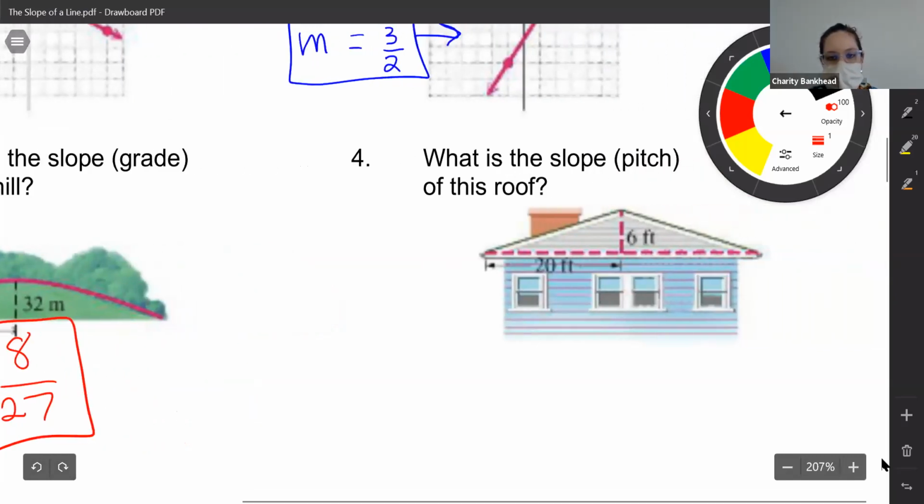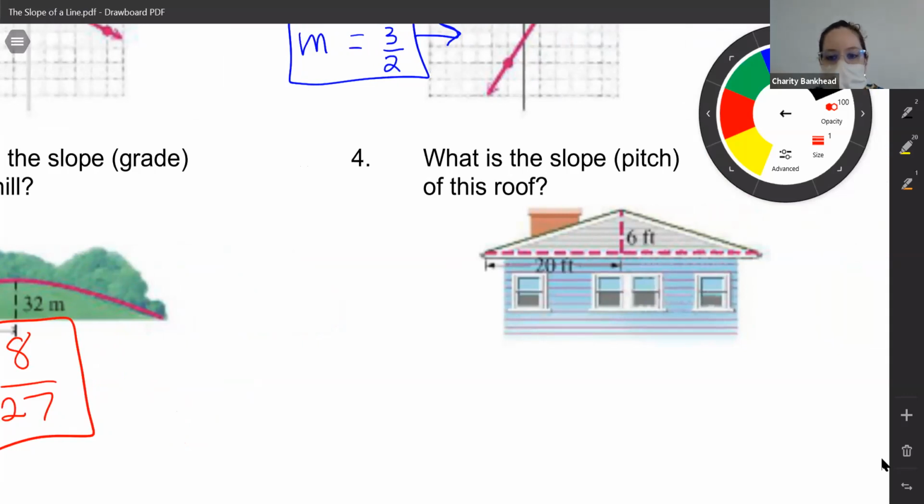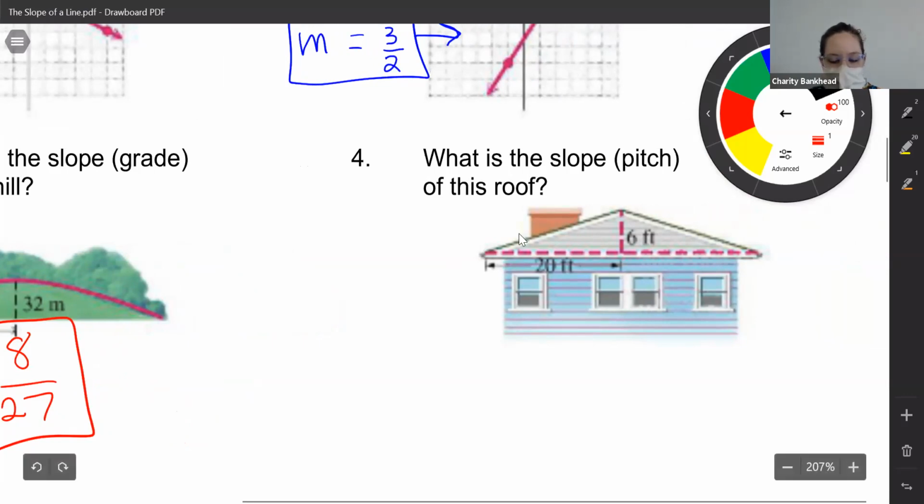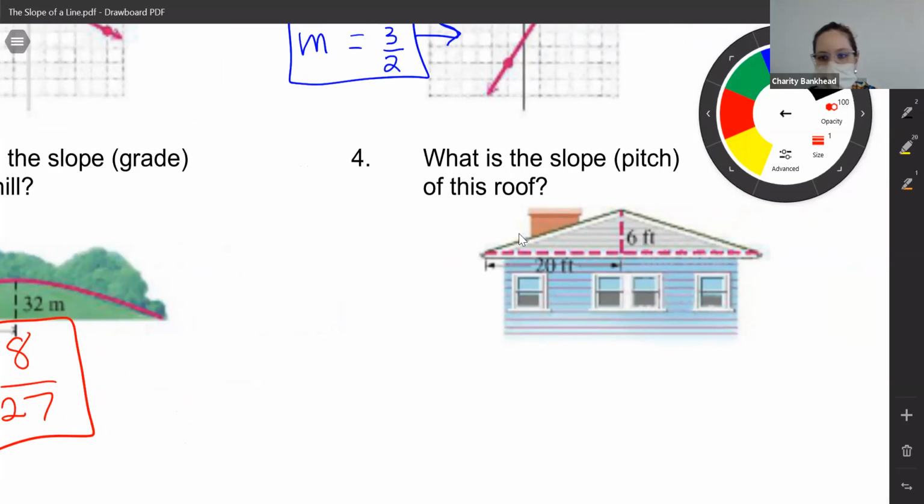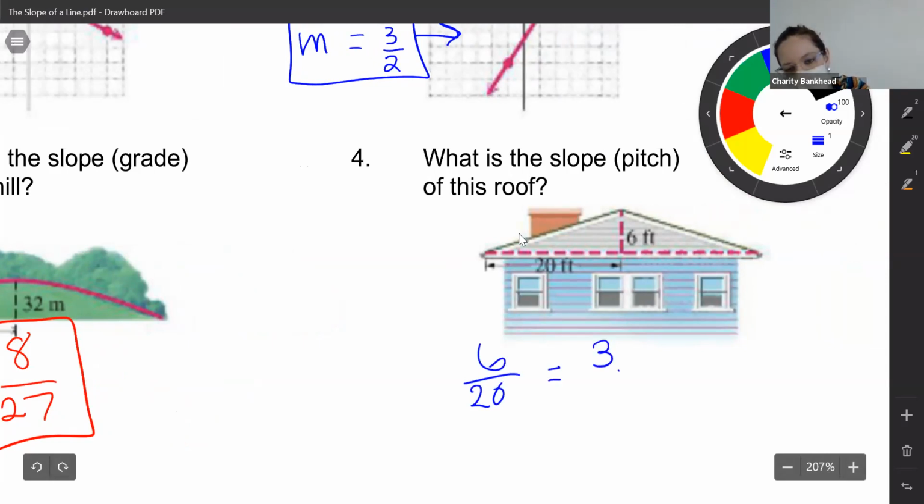Okay, number 4. What is the pitch of the roof, which is another way of asking the slope. So again, rise over run, so that would be 6/20. And then reduce it. That's 3/10.